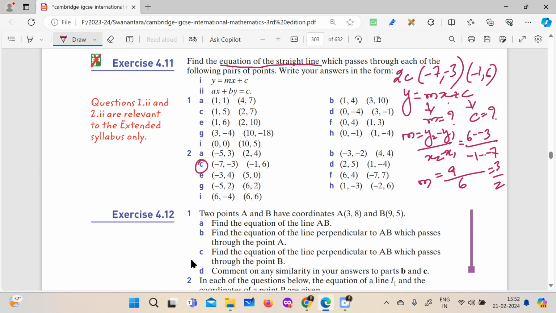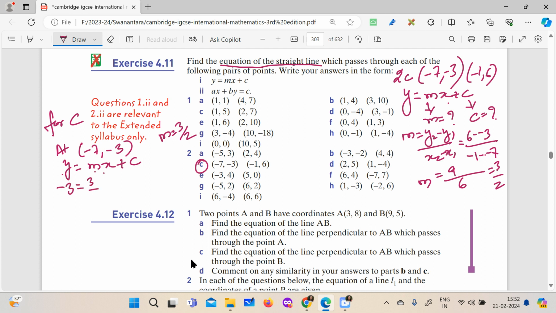Okay, so we will calculate c at (-7, -3). Here you have x as -7, y as -3, and m as 3 over 2. We have calculated m. Now we will substitute all these values into this equation.